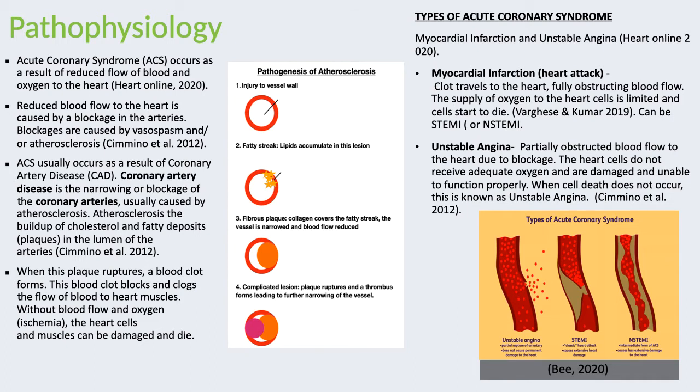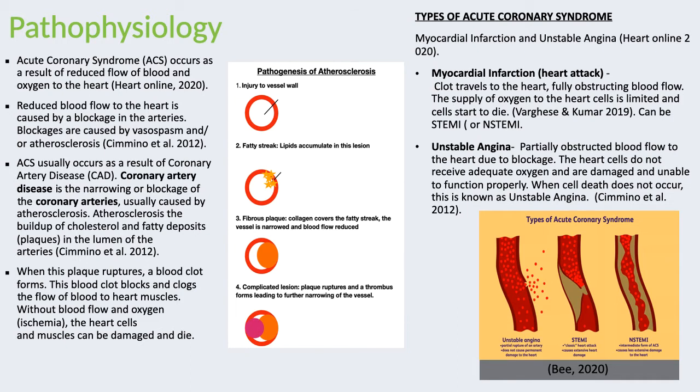Myocardial ischemia is a result of complete or partial blockage of the coronary arteries. This blockage can be caused by a clot, plaque, or vasospasm in the coronary arteries, also known as coronary artery disease. Coronary artery disease can develop into acute coronary syndrome. Coronary artery disease is the narrowing or blockage of the coronary arteries, usually caused by atherosclerosis.